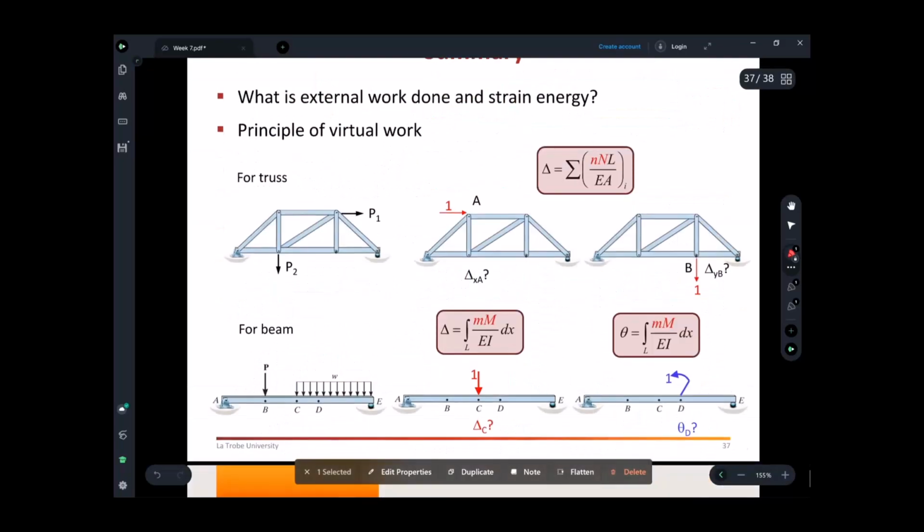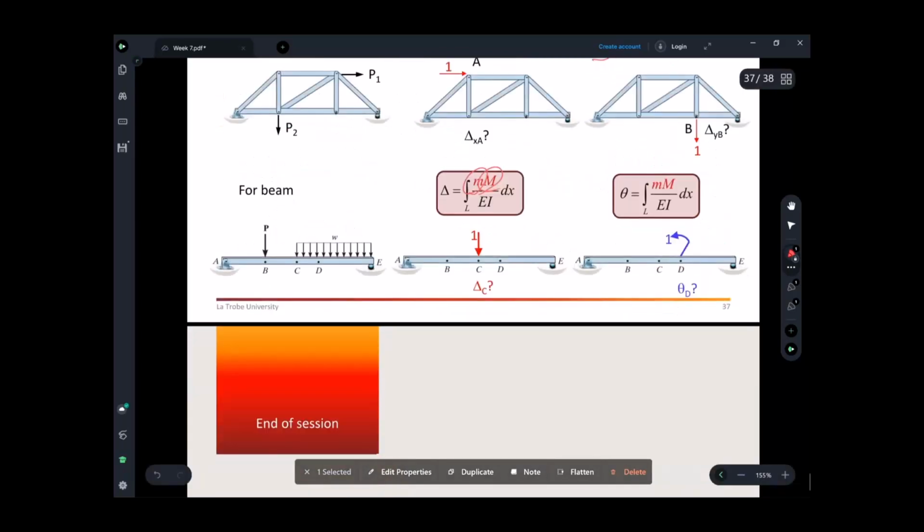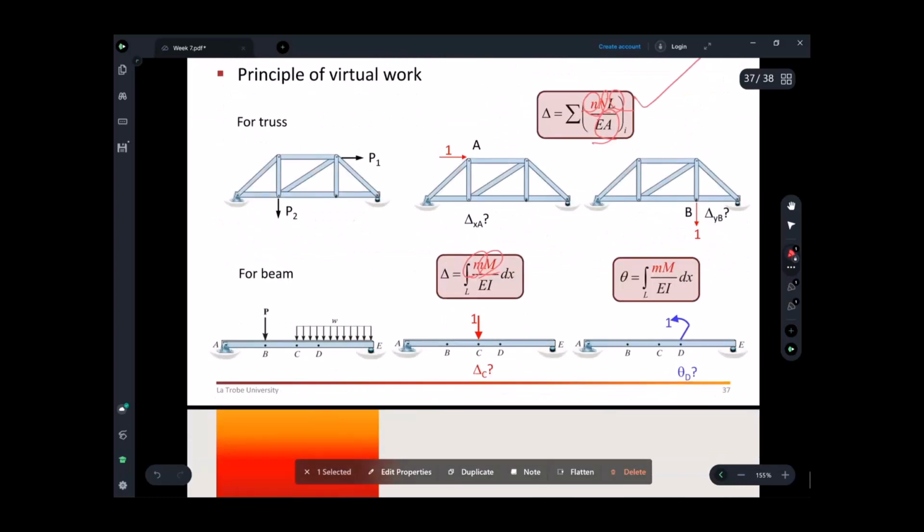So in summary, there are two simple equations that we came across: N n L over EA, that's the virtual system, real system, length, Young modulus and area. And this is the moments, virtual moments and the real moments. So nothing so complicated. In the workshop examples, I will take you through more beam examples, because here I just walked you through the beam examples.